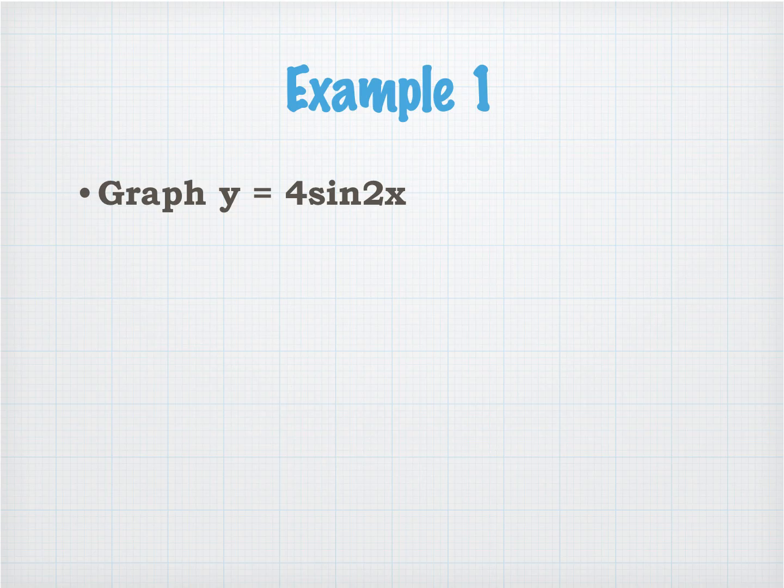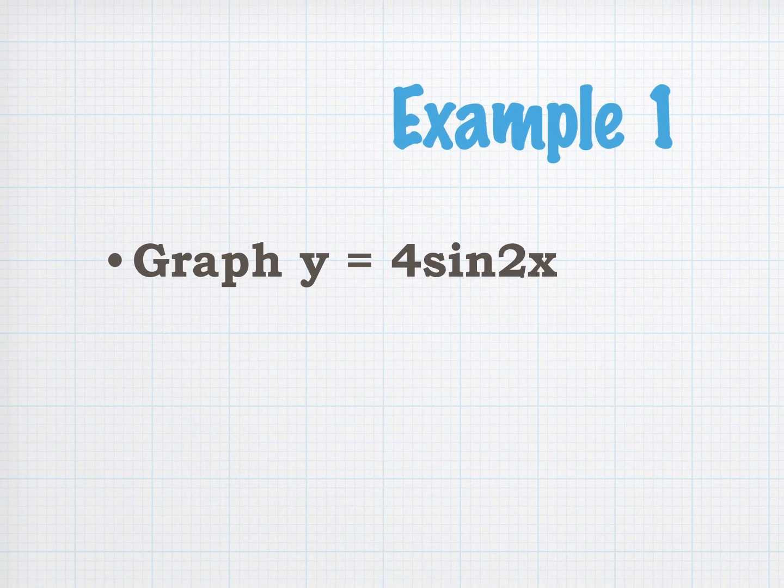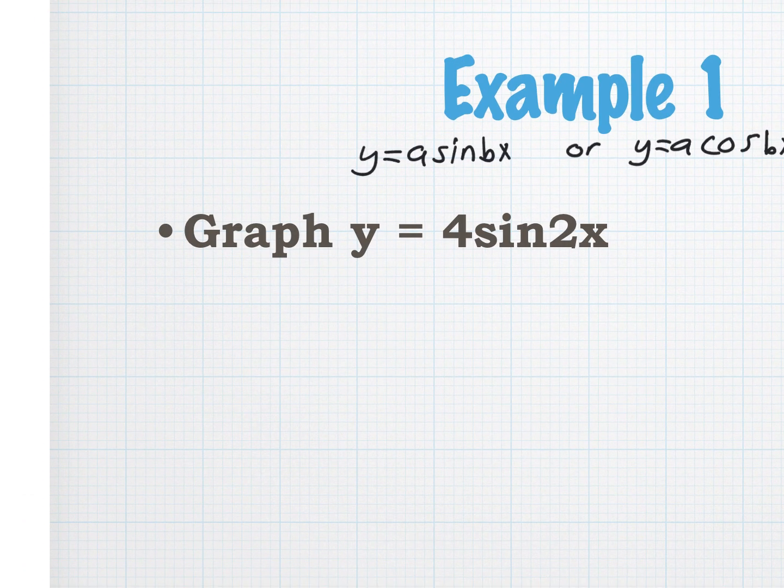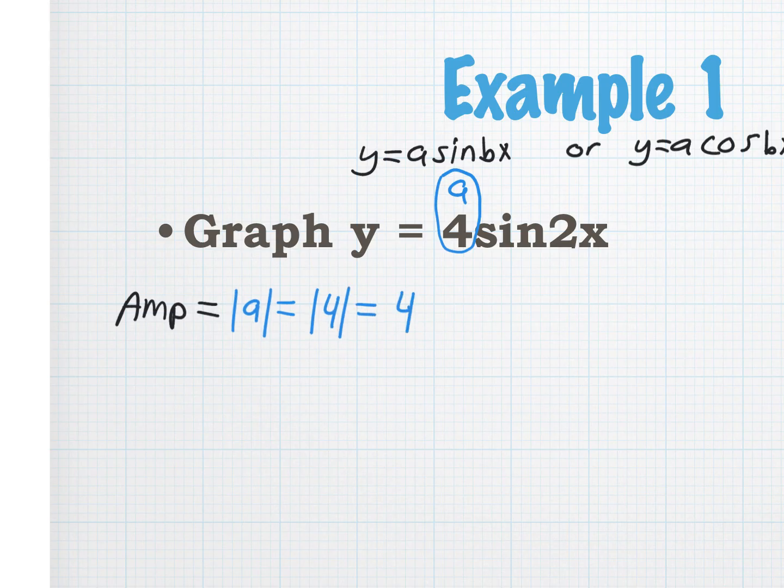Okay, so let's try to graph this function right here. This is 4 sine of 2x. Keep in mind these functions always take the form of y equals a sine of bx or y equals a cosine of bx. The first thing I want to do is find the amplitude. What value here gives us our amplitude? The 4, right? This represents our a value. A is 4. And the absolute value of a is the absolute value of 4, which is just 4.